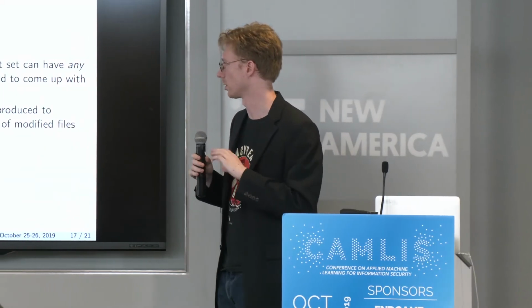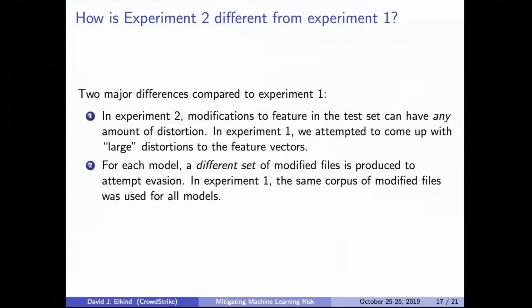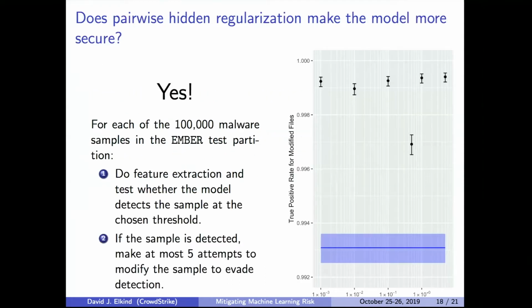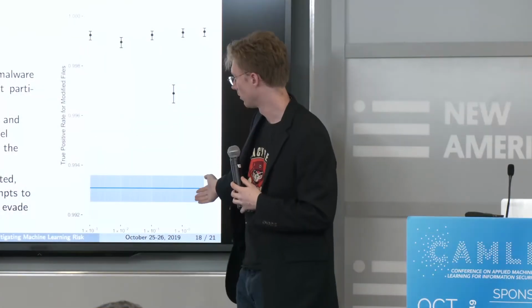So this is a different test set, right? It's not restricted to have large distortions, and for each model, a different set of modified files is created. That's the difference in experiment 2. For each of the 100,000 malware samples in the test partition, we did feature extraction, and if a sample is detected, we make 5 more attempts to modify the sample to evade detection. But our true positive rate is still really high, much better than the baseline model.